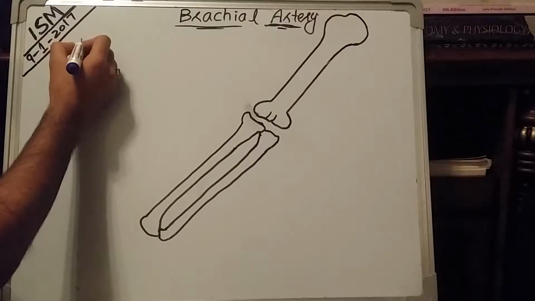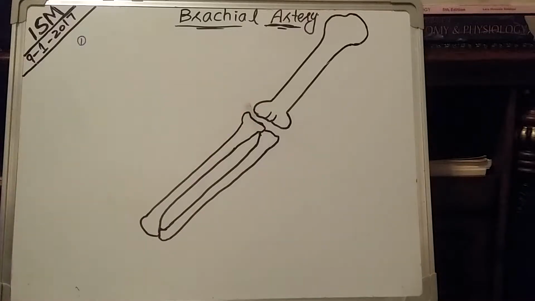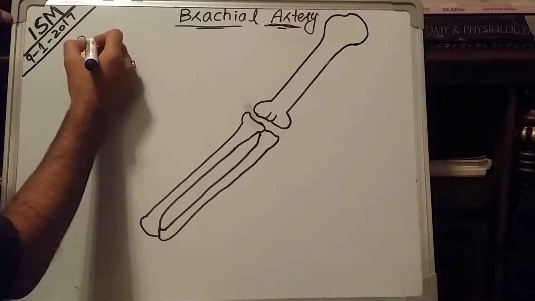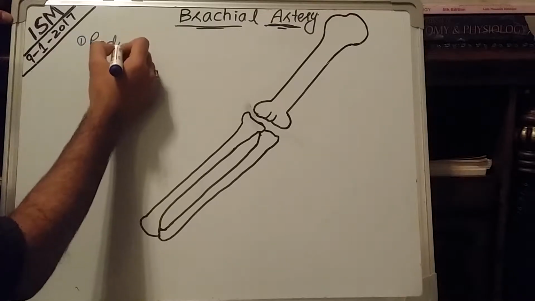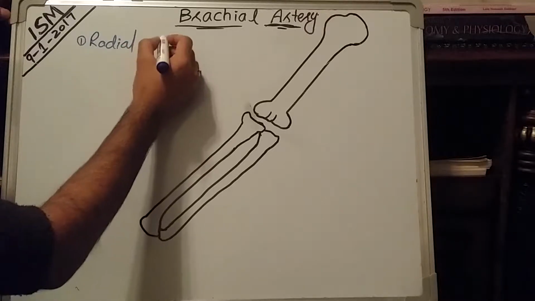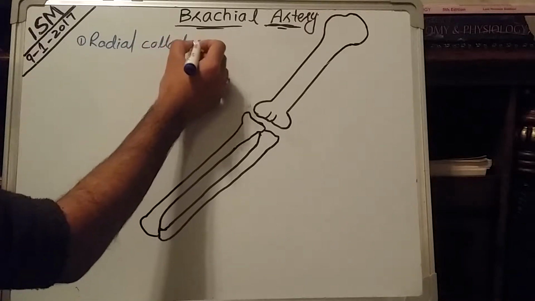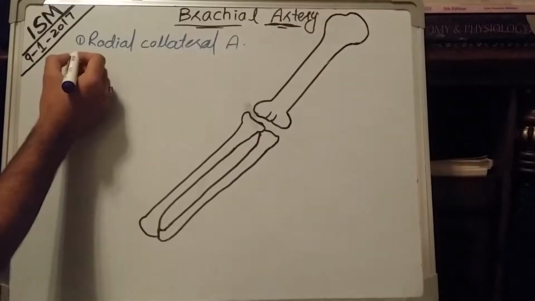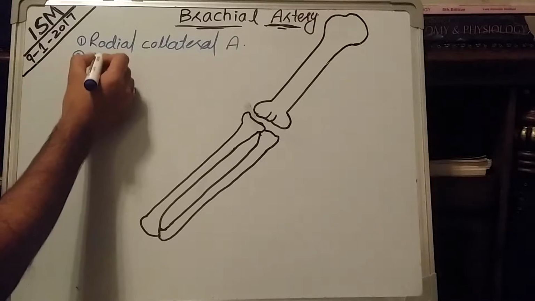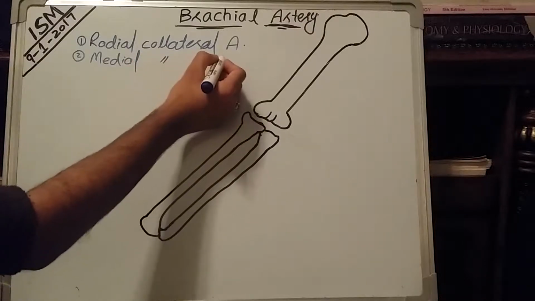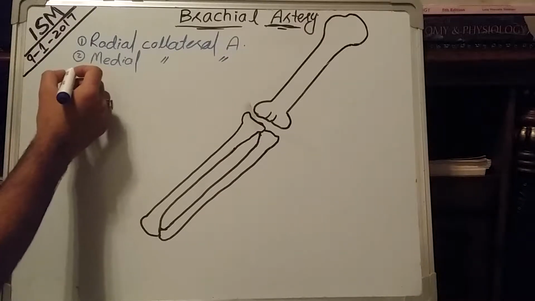The first branch the brachial artery gives rise to is the radial collateral artery. The second branch is the medial collateral artery.